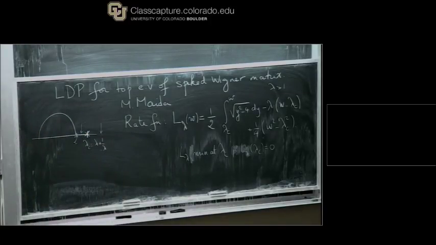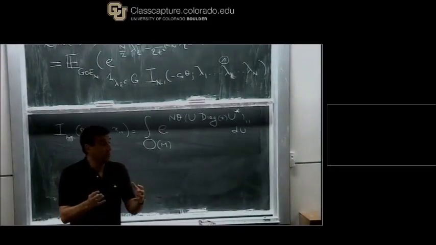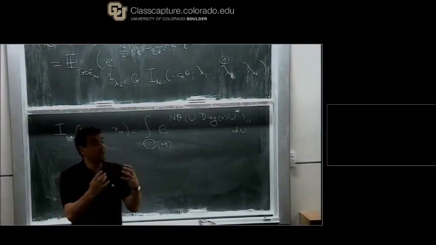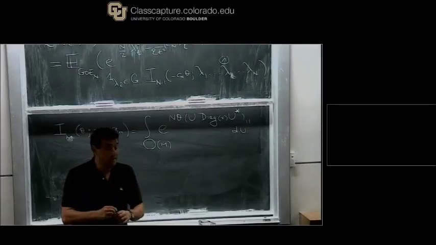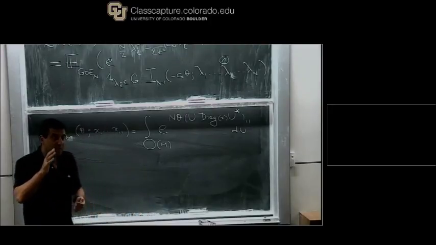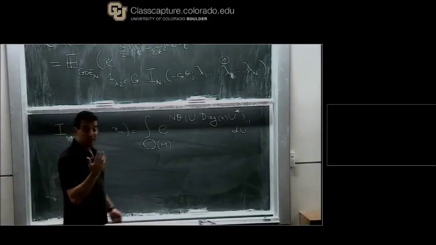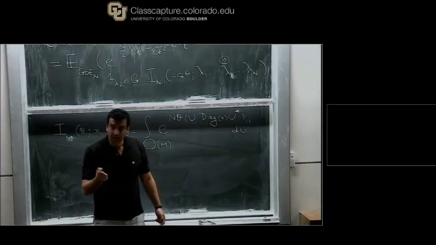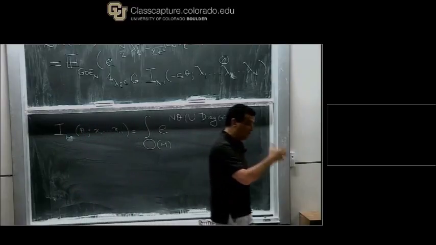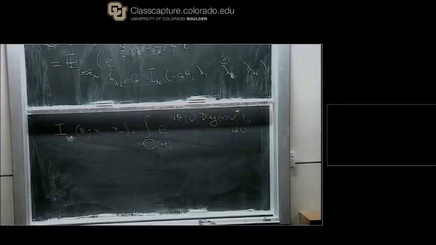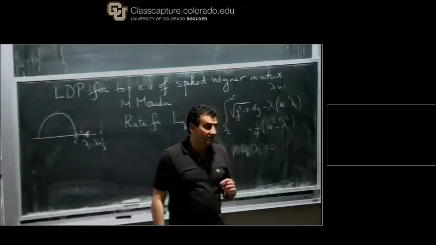You could ask the same question about counting the number of critical points. Here, what is a pure p-spin? It's simply a random homogeneous polynomial of degree p. So I'm looking at a random homogeneous polynomial of degree p on a sphere of size n, and we let n go to infinity. You could ask the other question.